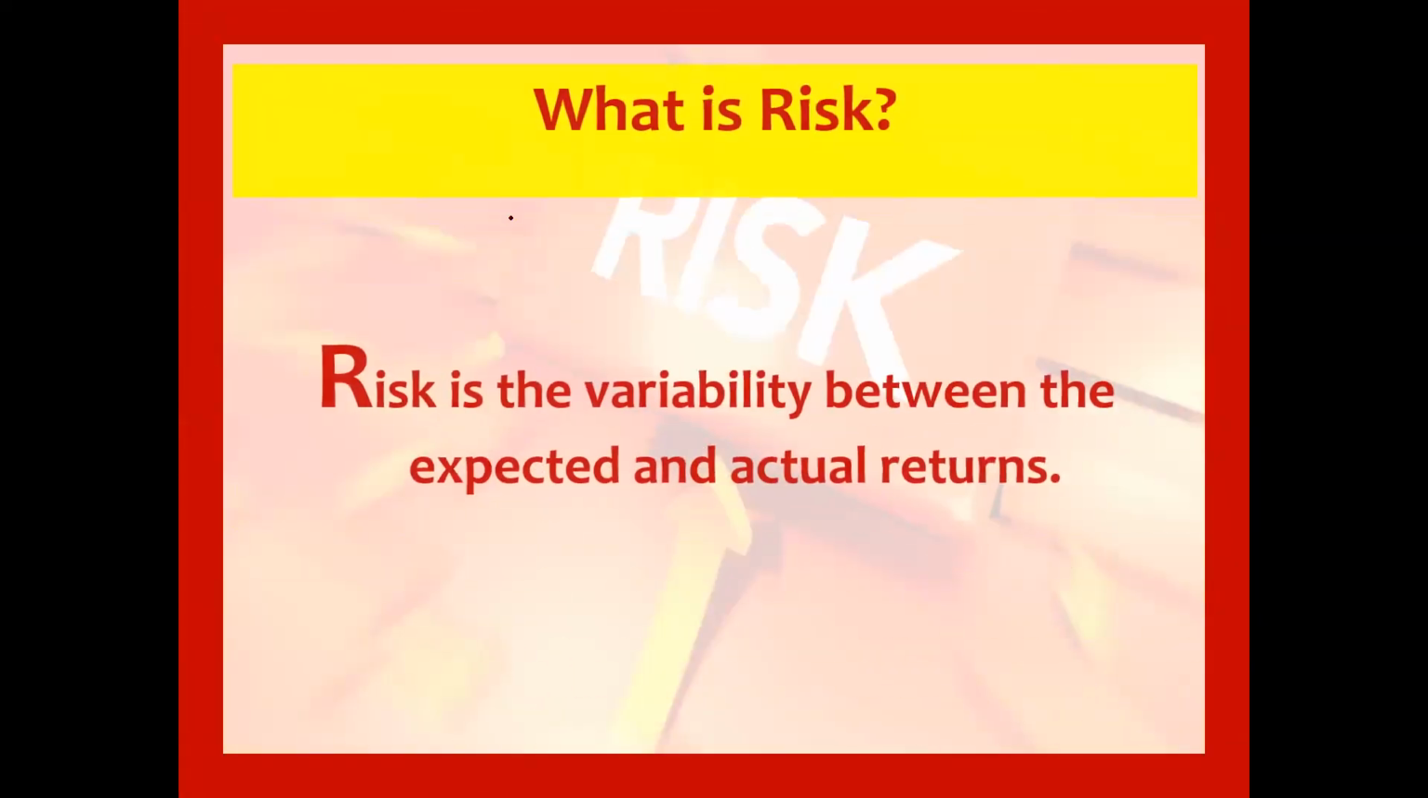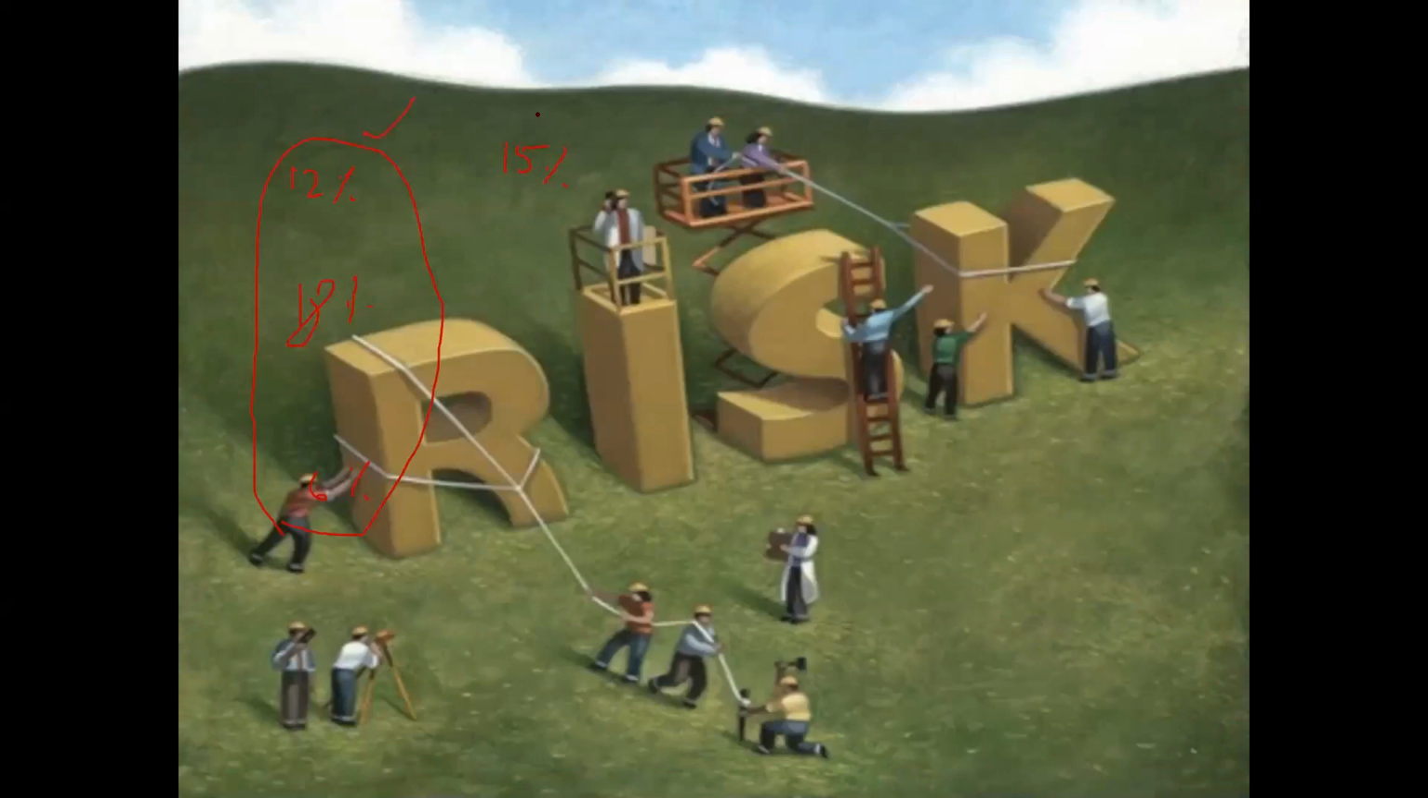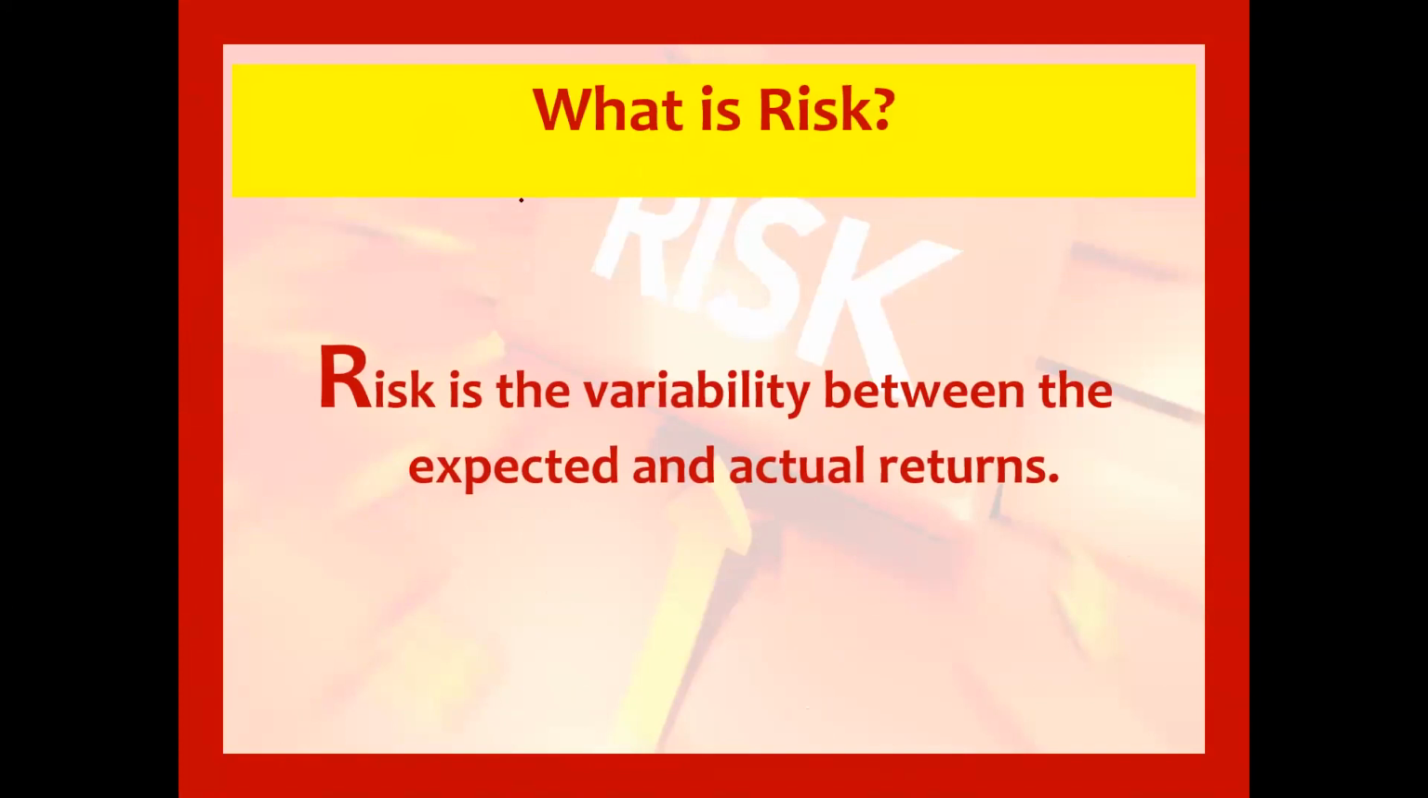There are many definitions of risk. It's the variability between the expected and actual return. You were expecting a return of 15%, and this time the return is 12. Next time it goes higher than 12. Okay, you are happy. The third time it goes much less than 15. You are very, very annoyed. So a variation between the expected return and actual return. What were you expecting and what did you actually get? The variation is called the risk.